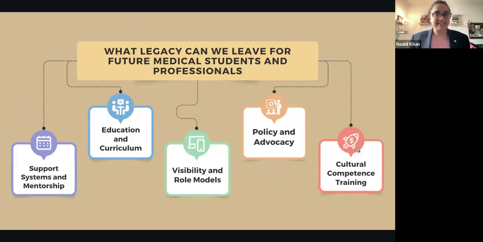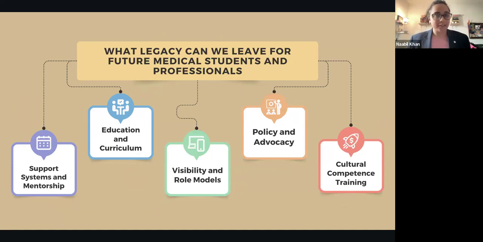So finally, what legacy can we leave for future medical students and professionals? We've talked about what we can do currently or in the future, but what happens when medical students become doctors? What happens when doctors progress up and they don't have the capacity to get involved in opportunities like this anymore? What happens when people leave the medical profession? What legacy are we leaving? And I think the legacy can be very much boiled down to these 5 stages of support systems and mentorships.